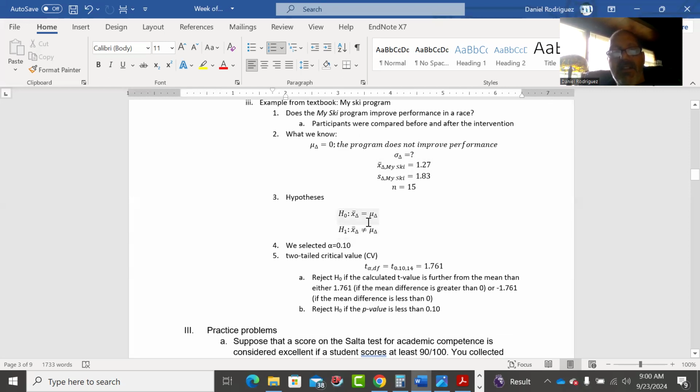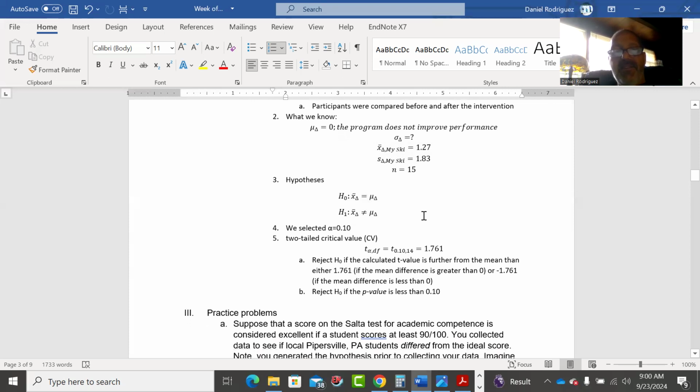So my null hypothesis is that the sample mean difference is equal to the population mean difference. My alternative hypothesis is that there is a difference, but I don't say in which direction, so therefore it's two-tailed, right? That's the only difference here, is I didn't say what it is. So that's how we get to the two-tail.